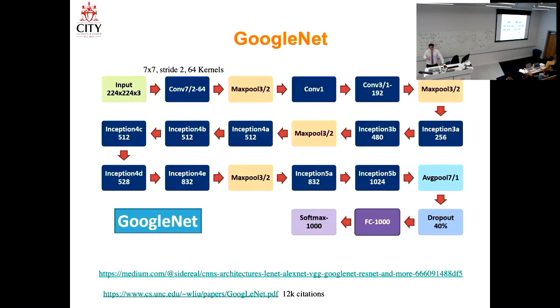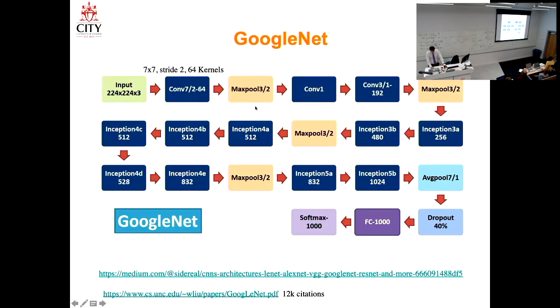Then we have GoogleNet. I think it was called LeNet before, then they call it GoogleNet. So you have this GoogleNet. Input is again 224 by 224 by 3. So this means you have convolution 7 by 7 with a stride of 2 with 64 kernels. Then you have max pooling. Then you have conv 1, conv 3, and all these numbers.